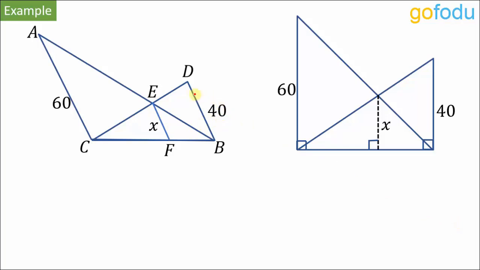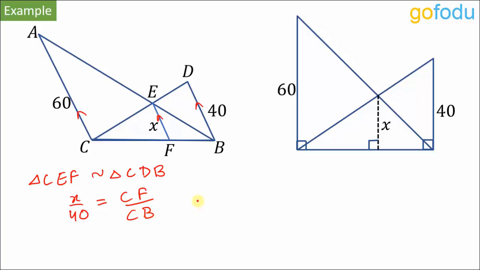Now this first figure is a general one. AC is parallel to EF is parallel to DB. In this second figure, these lines are perpendicular as well. That doesn't change a thing. Now here, triangle CEF is similar to triangle CDB, as EF and DB are parallel. So we can write x upon 40 is equal to CF upon CB.